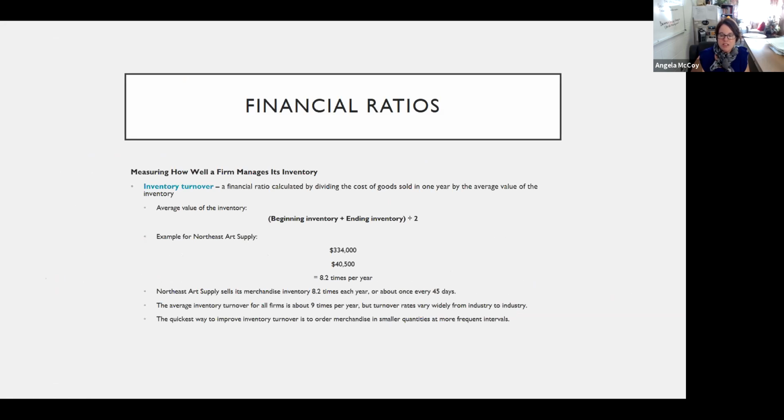Measuring how well a firm manages its inventory. A firm's inventory turnover is the number of times the firm sells its merchandise inventory in 1 year. It's approximated by dividing the cost of goods sold in 1 year by the average value of the inventory. The average value of the inventory can be found by adding the beginning inventory value and the ending inventory value and dividing the sum by 2. The average inventory turnover for all firms is about 9 times a year, but turnover rates vary widely from industry to industry. The quickest way to improve inventory turnover is to order merchandise in smaller quantities at more frequent intervals.